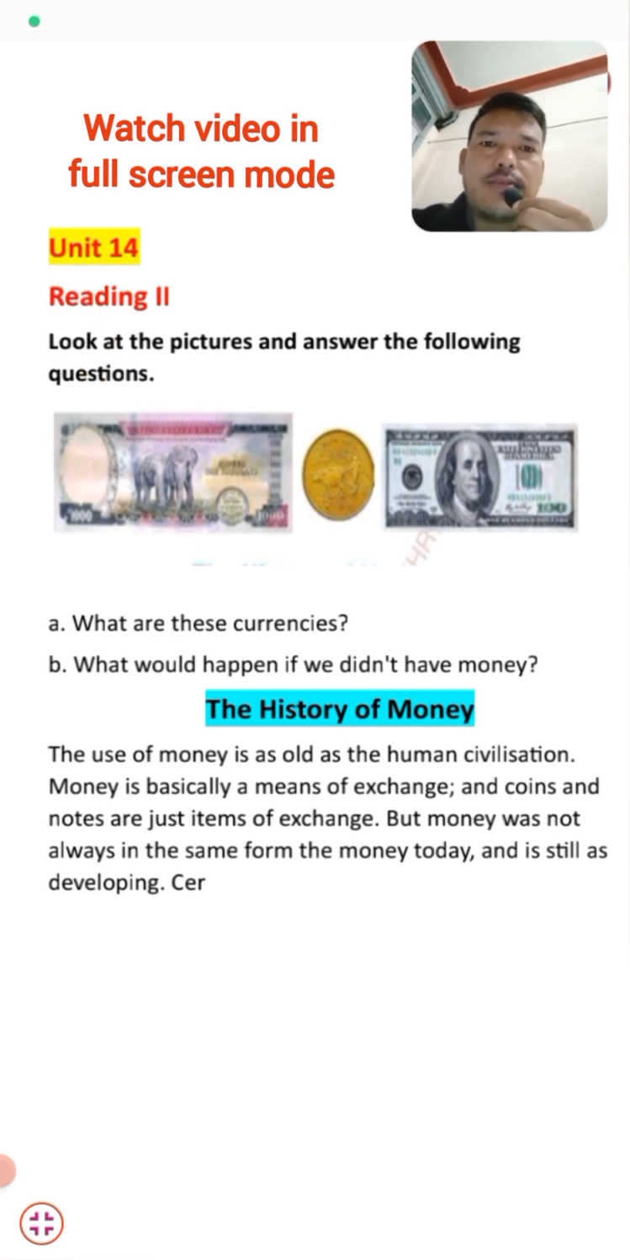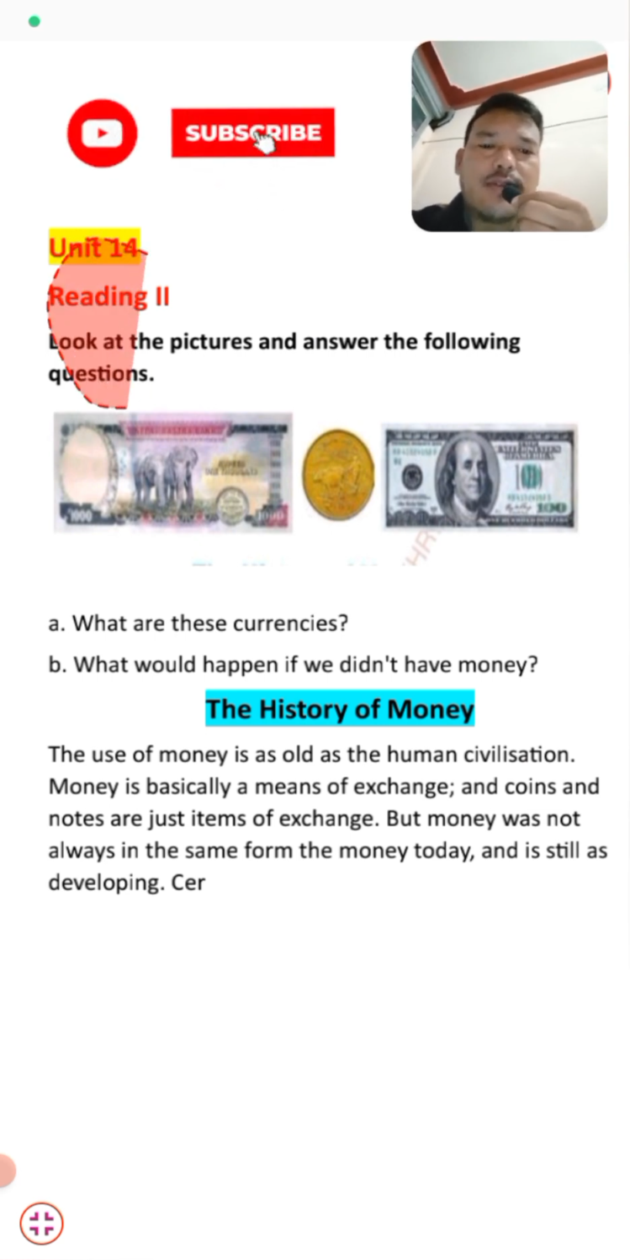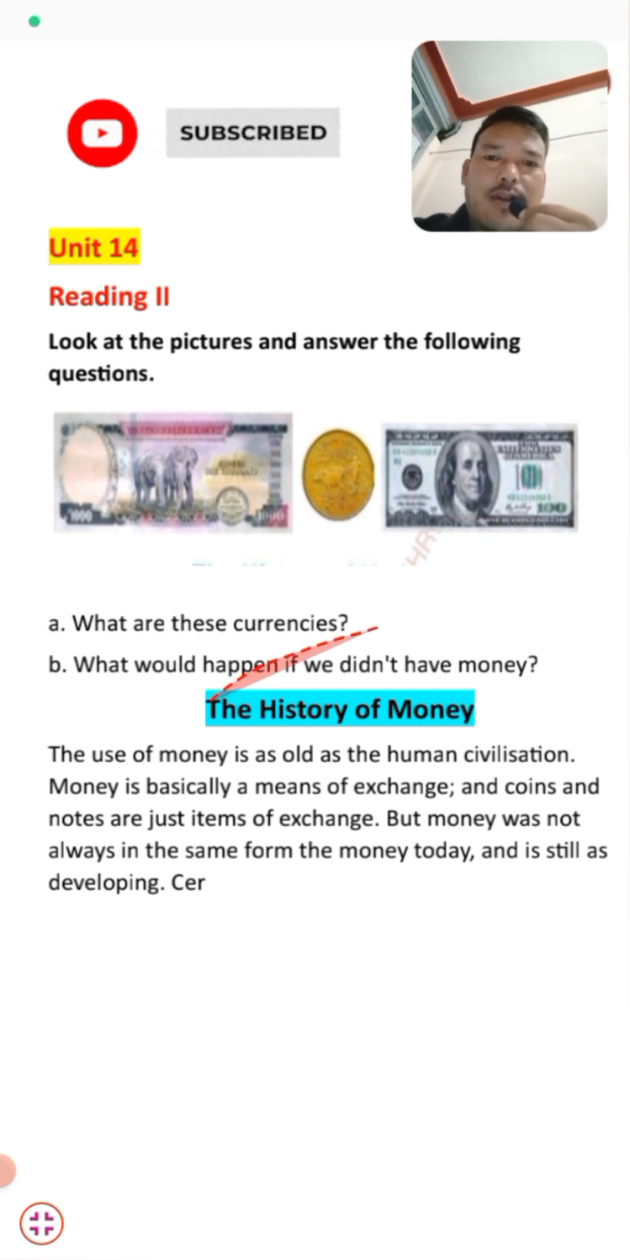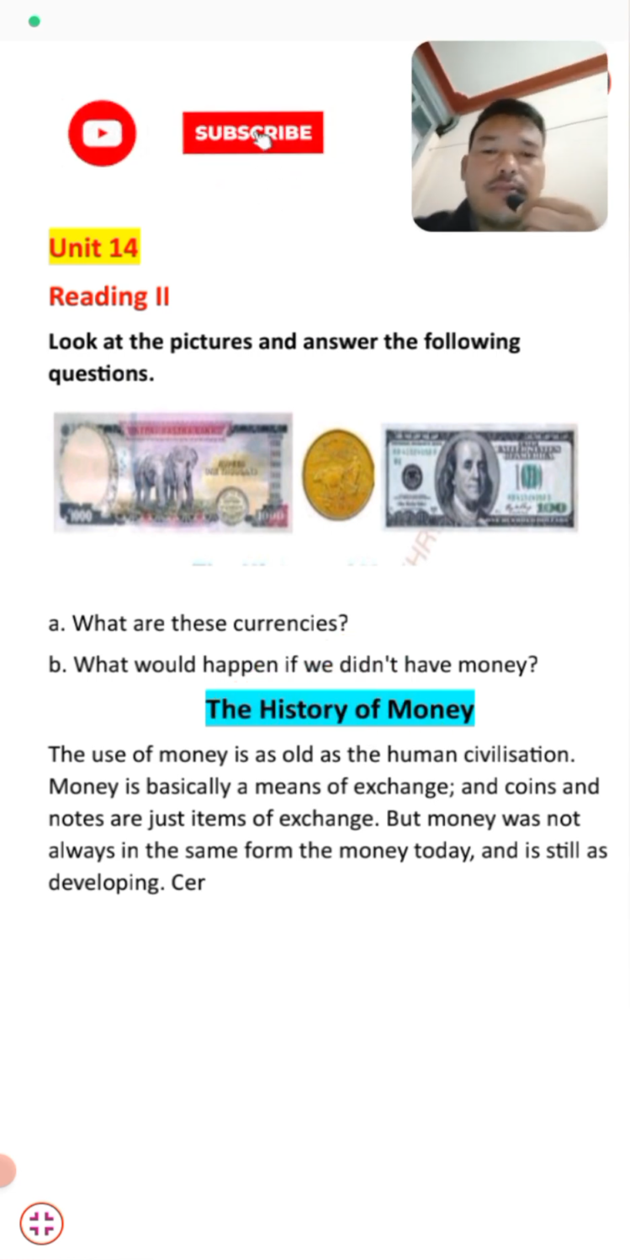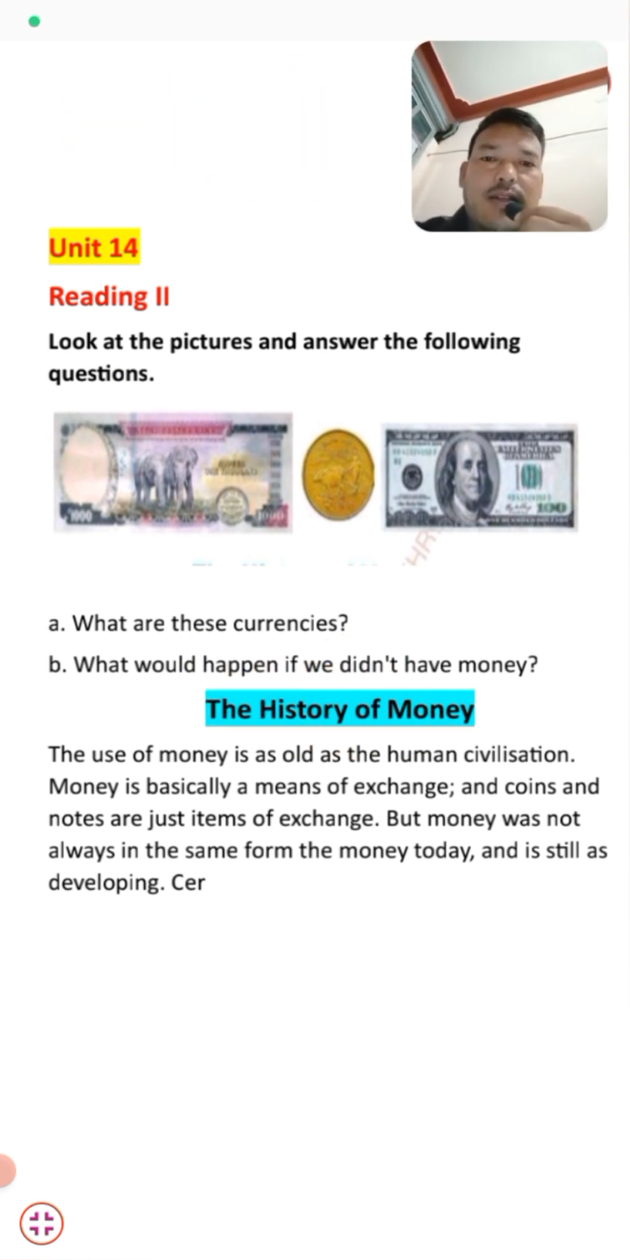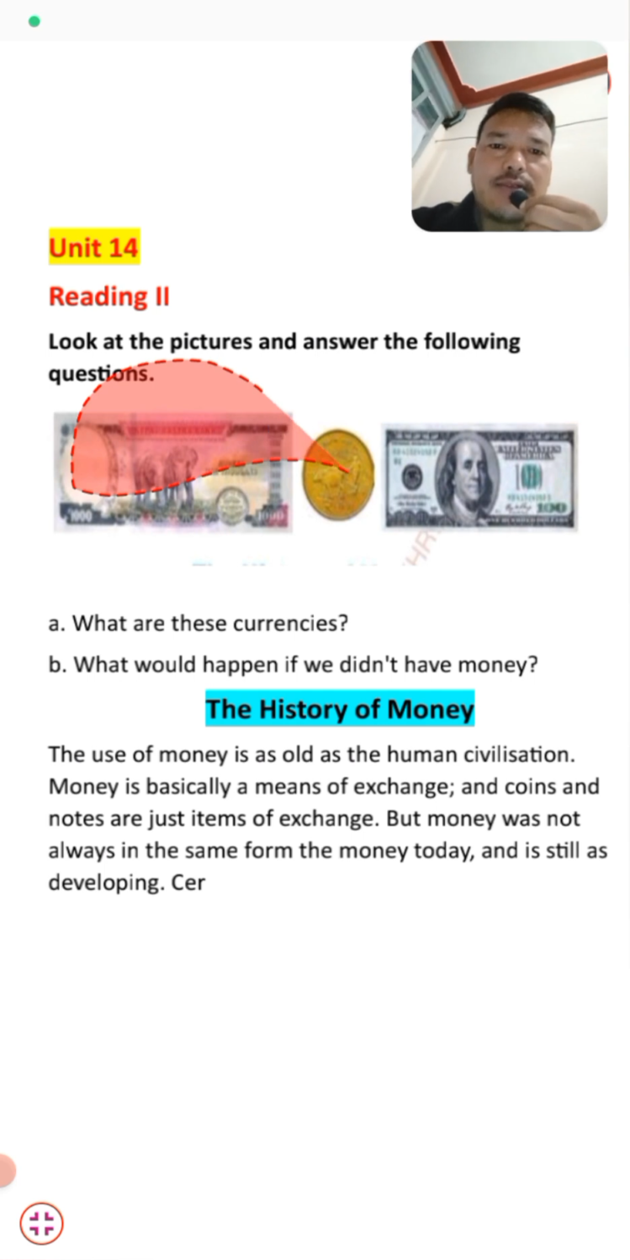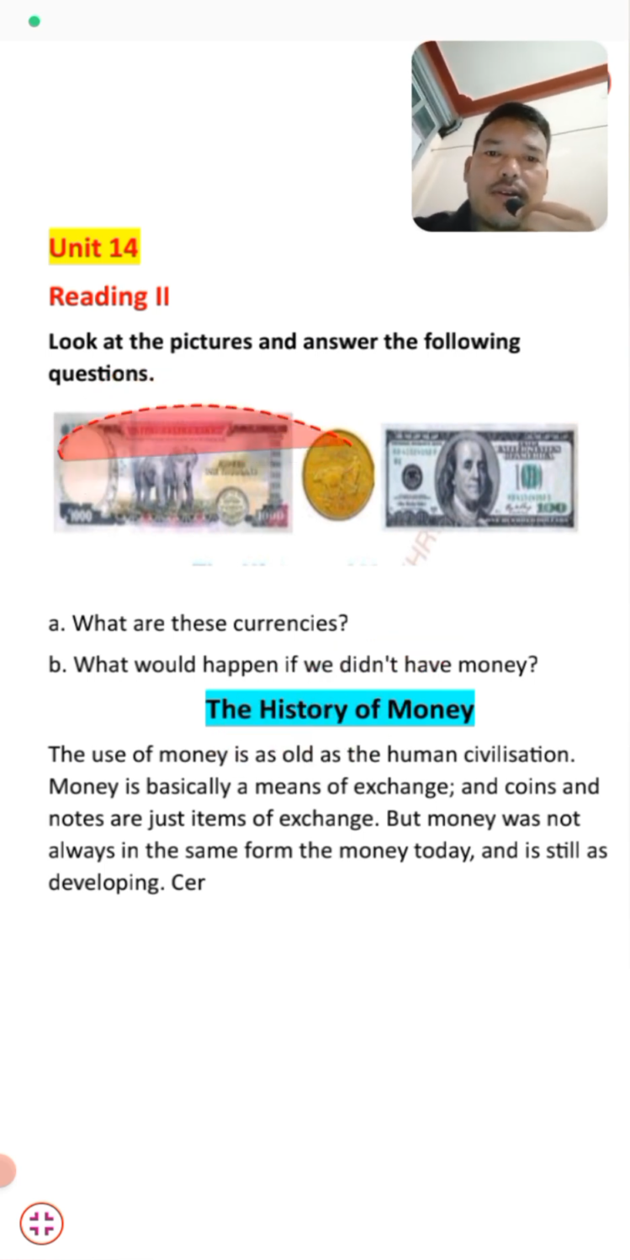Students, today we are at unit number 14, and in today's lesson, we will talk about reading part 2 of unit number 14. In reading part 2, we have a text called History of Money that we are going to discuss in today's lesson. Before discussing the text, let's talk about the picture given here. Look at the picture and answer the following question.